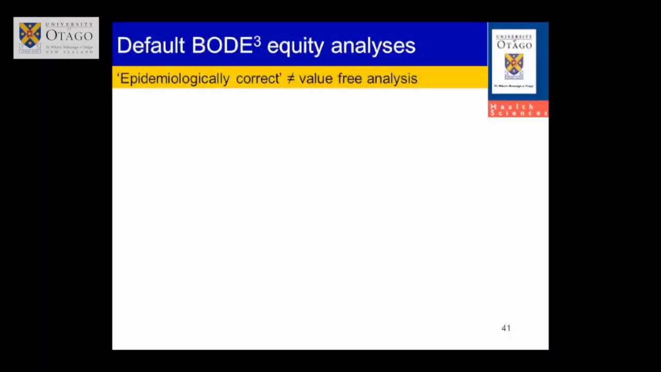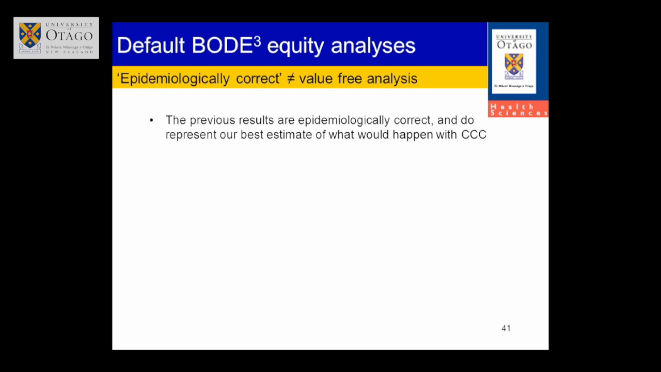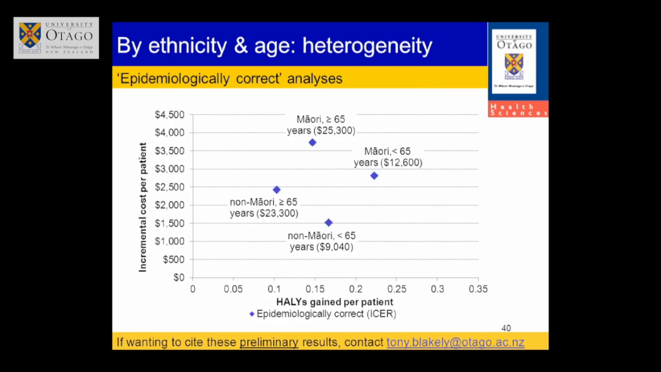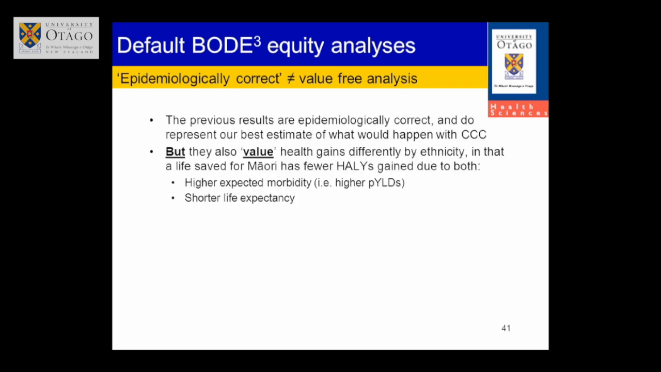At some point, you have to pull back and say, well, what are we doing about the social values underlying the way that Tony Blakely as a boffin designed this whole thing? And they're our best estimates. Those dots there are our best estimates of what would actually happen. That's what we think would happen. However, they also value health gains differently by ethnicity in particular.